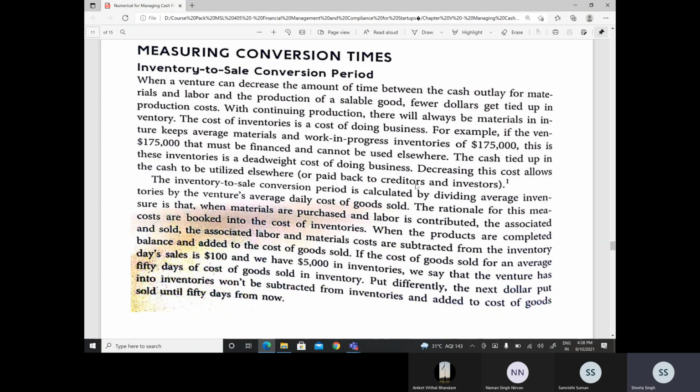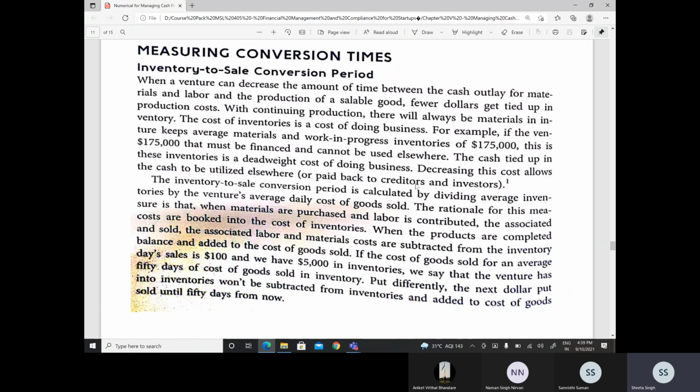First, we look at the inventory to sale conversion period. When a venture can decrease the amount of time between cash outlay for materials and labor and the production of a saleable good, few dollars get tied up in production costs. With continuing production, there will always be materials in inventory. The cost of inventories is the cost of doing business.